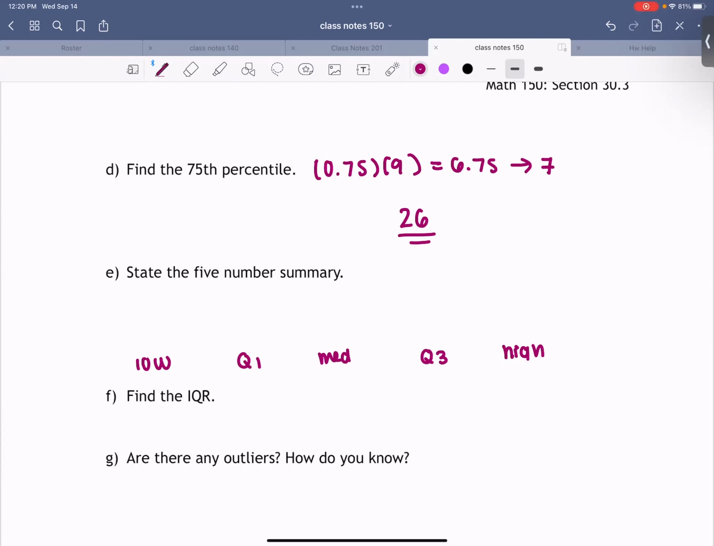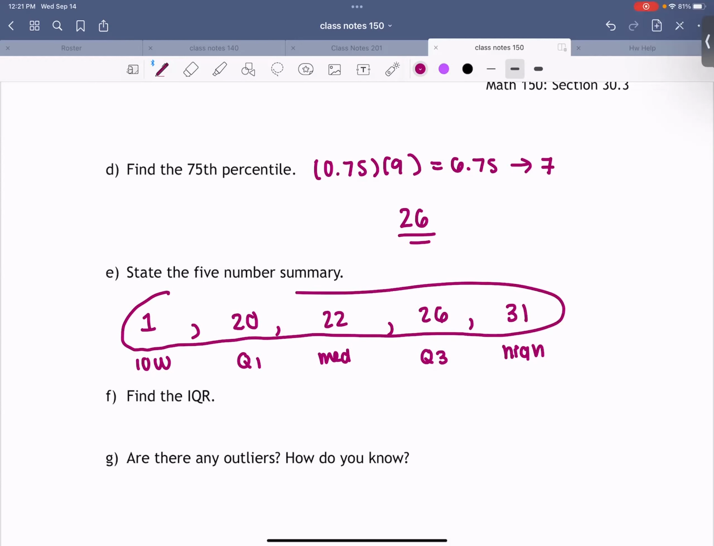5-number summary consists of 5 numbers. The first one is our lowest number. Can someone tell me what the lowest number is? 1, good. Okay, looking at my notes, I'm getting 20, 22, and 26 for Q1 through Q3, based on what I found before. And what's the highest number? 31, good. Okay, now the 5-number summary typically has commas between the numbers, and you don't need to label them, but I like to. This is my 5-number summary.